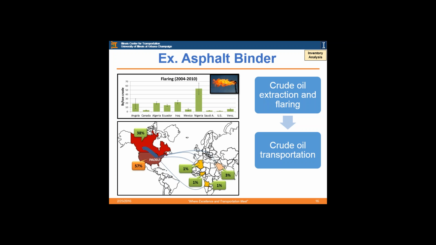And the crude oil that we use in the Midwest, almost 60% of it is domestic, but approximately 40% comes from Canada, and about 6% total comes from different countries outside the US. So we'll need to consider the transportation required to get the crude oil to the refineries in the Midwest. These were a lot of the different details that we had to consider as we were going through the life cycle analysis for the production of asphalt binder.